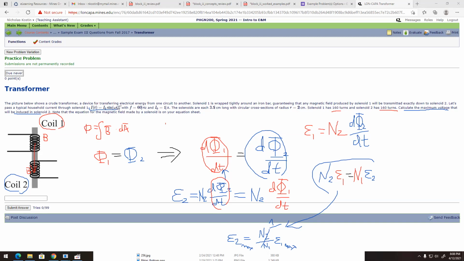Shoot, let's see. Calculate the maximum induced voltage. I thought for this one, we don't use the equation with the ratios. You might be right about that, because I'm at a dead end with this one. Let's see. Solenoid 1 has 160 turns.